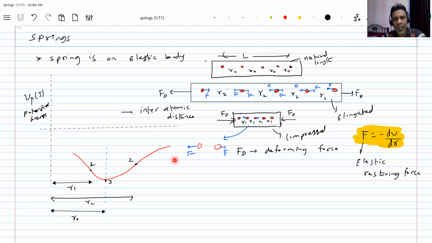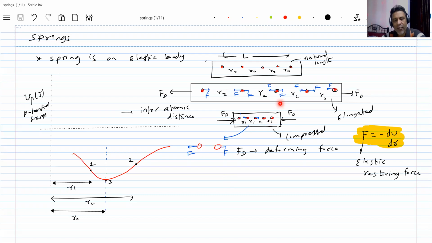So because of that, what happens? The object will try to increase the length. So this is called compressed, this is called elongated. Okay, altogether. Now, when an elastic body is compressed or elongated, what do you mean by compressed? Length less than natural length. What do you mean by elongation? When the length of the object is greater than natural length.